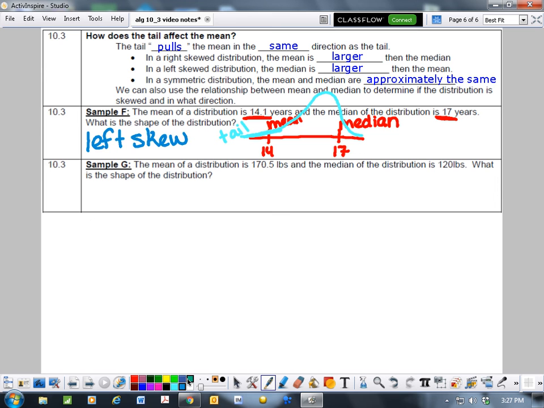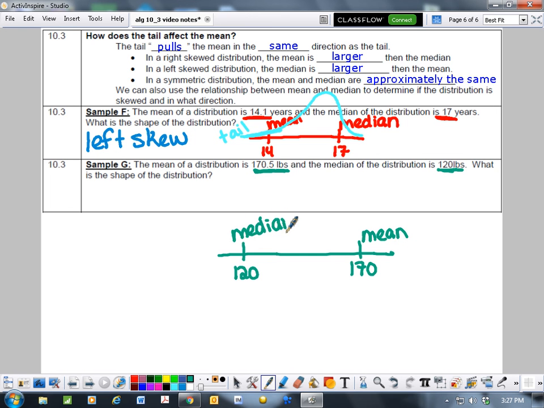Now on our next one, the mean of a distribution is 170.5 and the median is 120. So when we look at our number line, we've got 120, we've got 170, and this one is our mean, where this one's our median. That means that my tail is going to be near the mean. So I'm going to have the tail near the mean, and then we're going to peak somewhere in between them. And so if my tail's over here, it's going to be a right skew distribution. And that's what we're going to be working on in class.